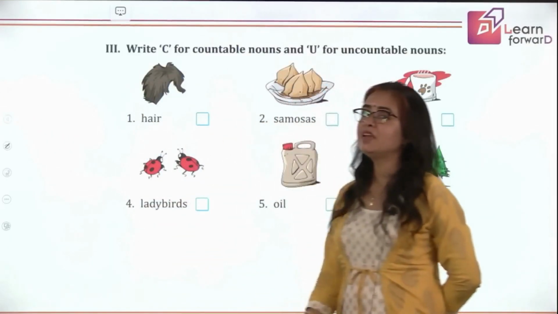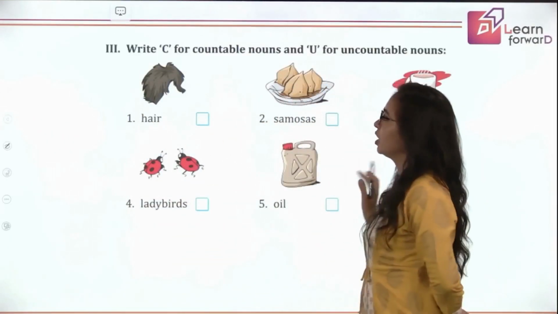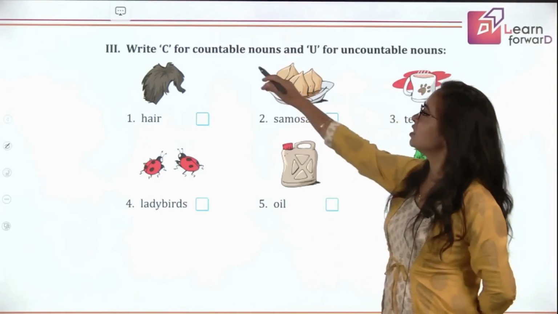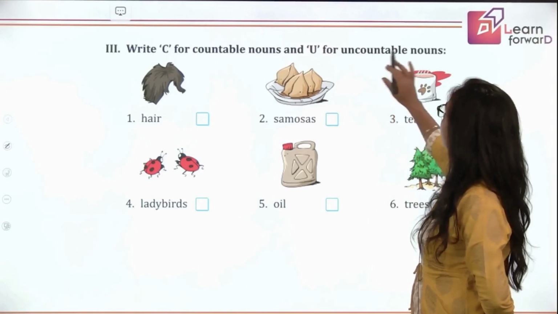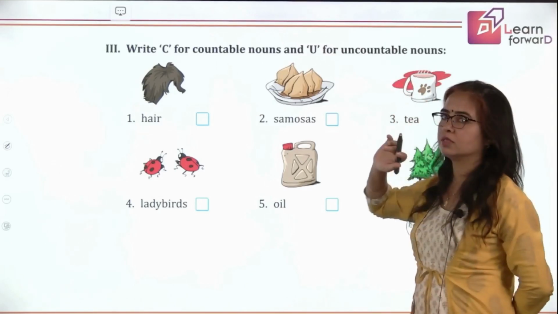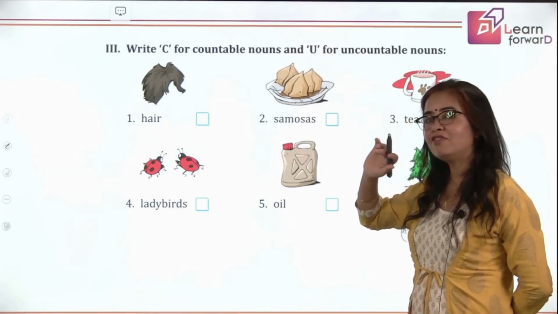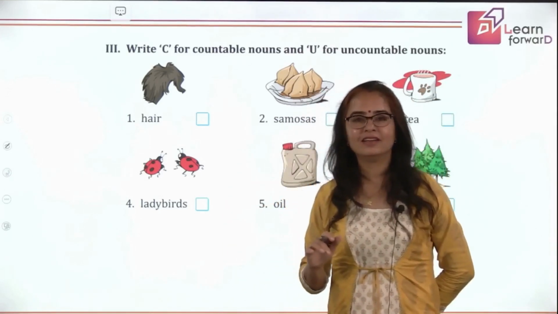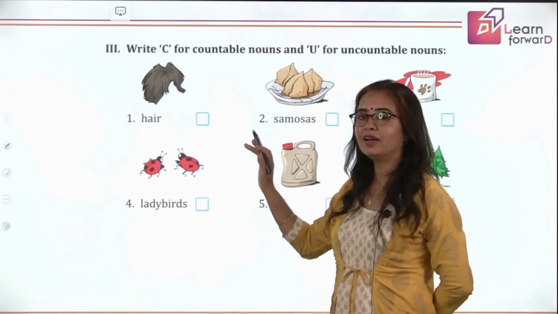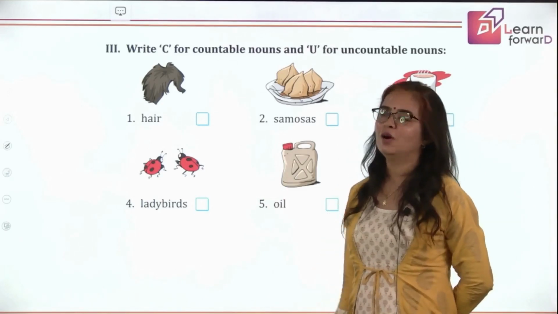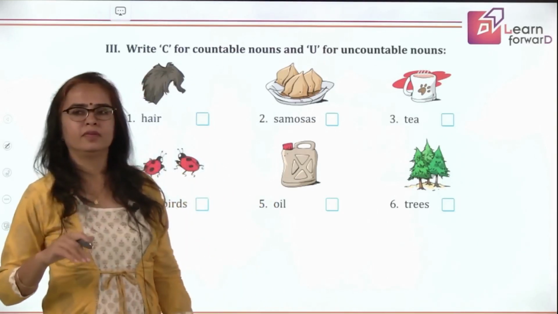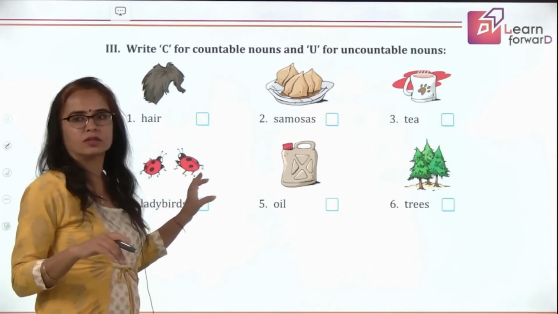Now let's see which of these are countable and which are uncountable. Yes. Write C for countable nouns and U for uncountable nouns. The very first, you might get confused whether to say it's countable or uncountable. Okay, let me explain, students. What do you say? Okay. Can you count here or you cannot?